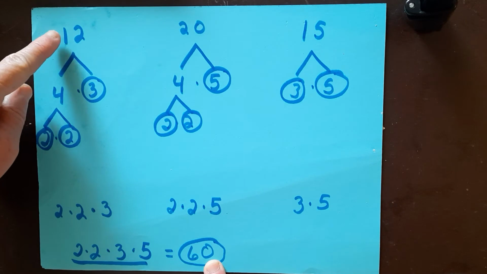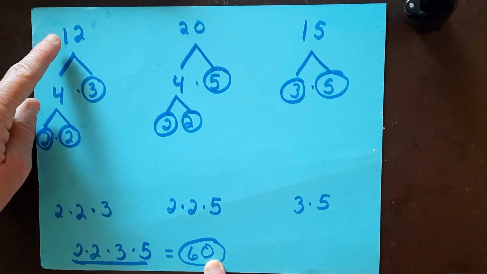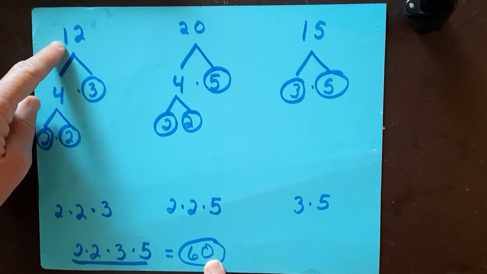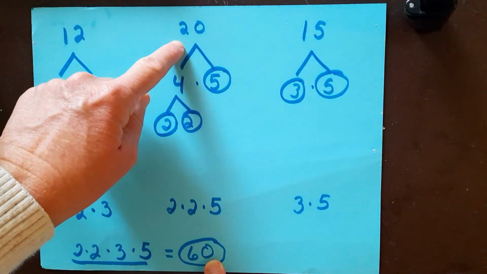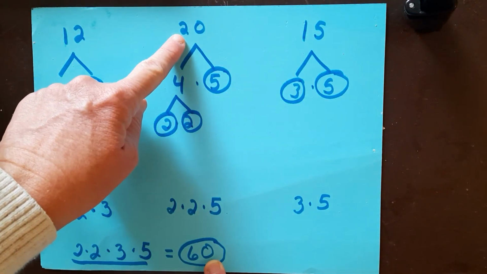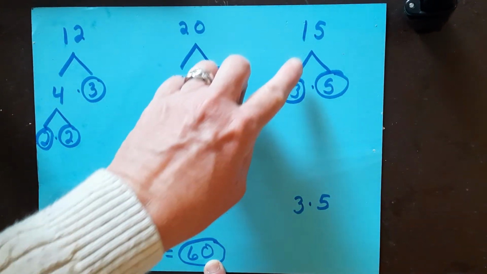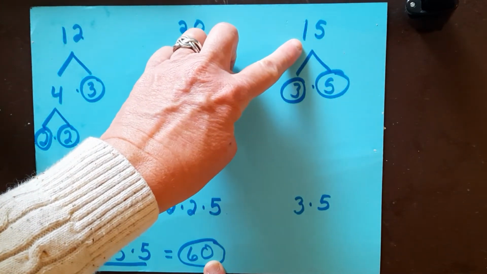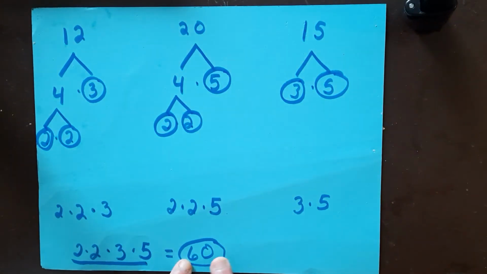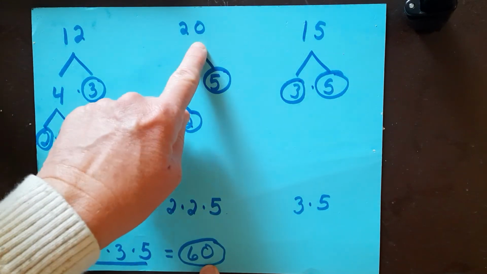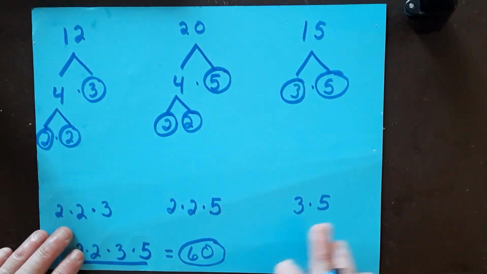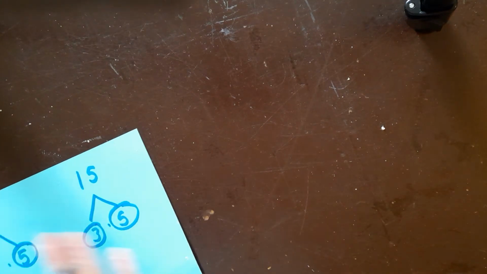So counting this out, it would go 12, 24, 36, 48, 60. So it's a multiple of 12. This would be 20, 30, 40, 60. That's a multiple of 20. And this would go 15, 30, 45, 60. 60 is the smallest number that 12, 20, and 15 all go into. So that's how you use a factor tree to find the least common multiple of some numbers.